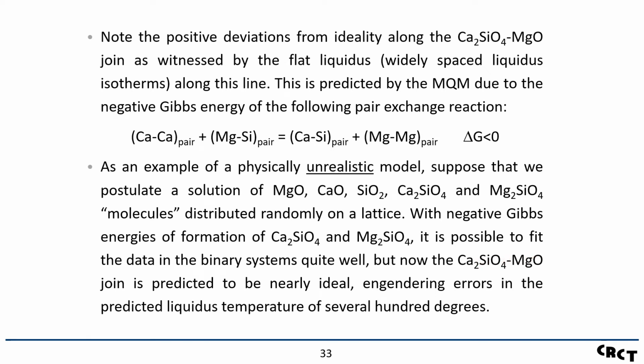Along the calcium-magnesium join, this unrealistic model would predict the join to be nearly an ideal solution of calcium silicate and MgO, and you would be off by several hundred degrees along that liquidus. This indicates what I mean. Just because a model can fit the binary systems well doesn't mean anything in terms of its predictivity in multi-component systems. An unrealistic model is not going to give you a good prediction. The quasichemical model, which is realistic, at least in the basic idea of short-range ordering, gives you a realistic prediction.